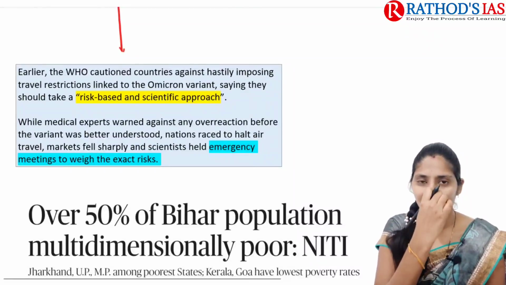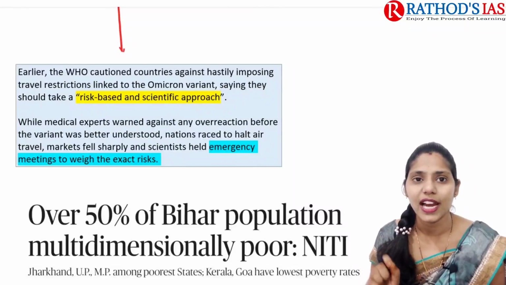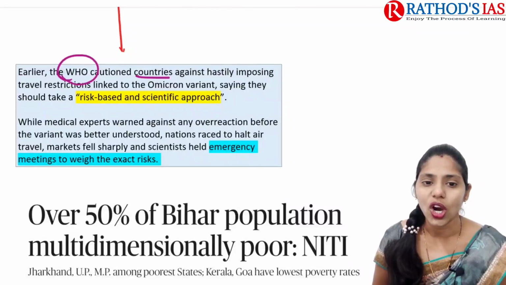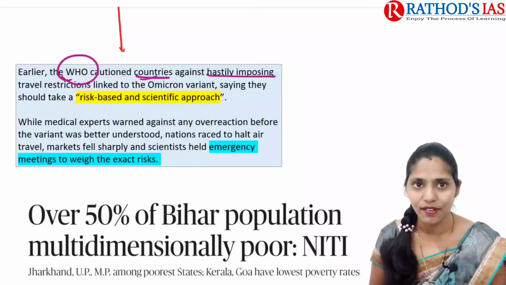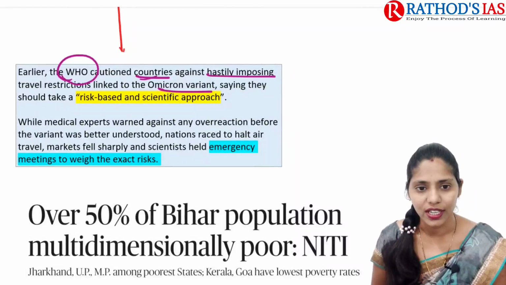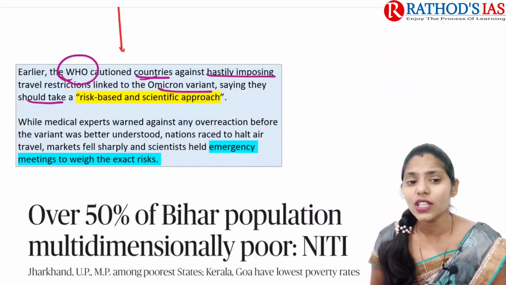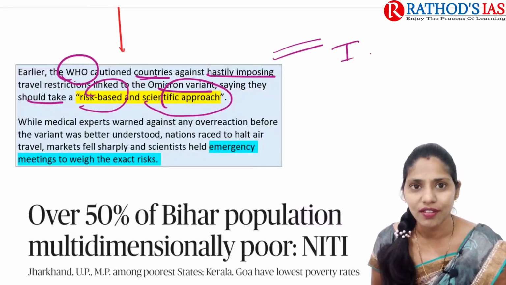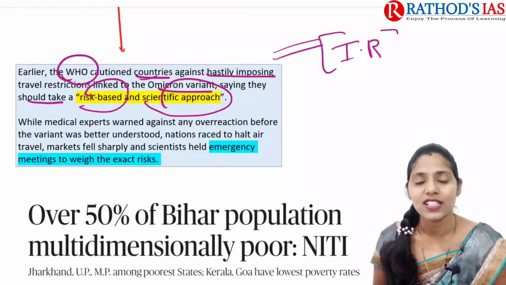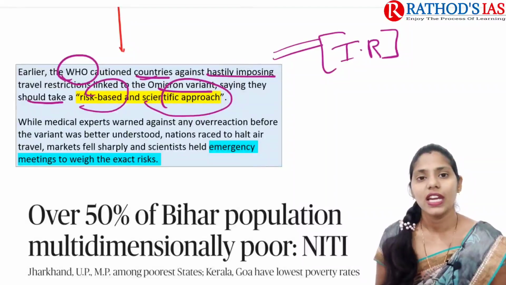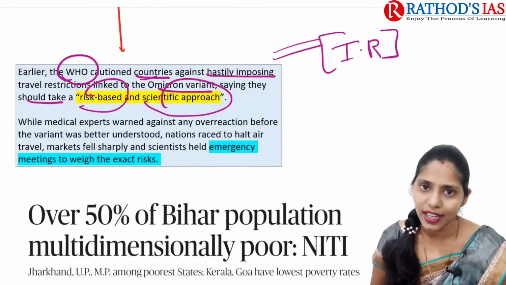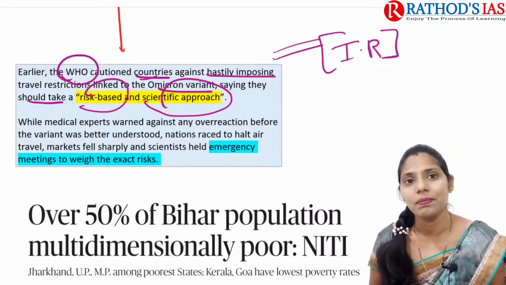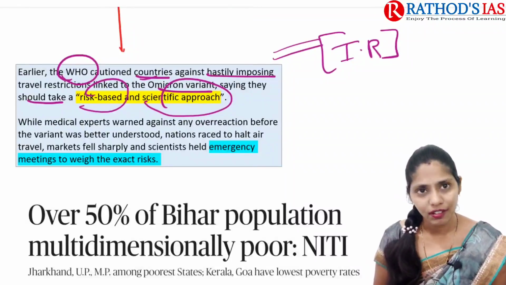Because of this, now let us see some important points that you need to note regarding this article. Earlier WHO, the World Health Organization, cautioned countries against hastily imposing travel restrictions linked to this Omicron variant, saying that countries need to take a risk-based as well as scientific approach. Whenever countries go for relaxation of international travel restrictions, and in India also we are saying that we are going to resume our international flights, governments need to take a risk-based as well as scientific approach before opening their international flights.